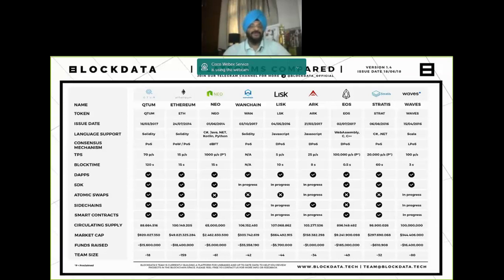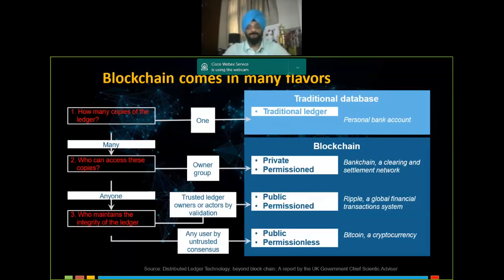Each one of them has its own advantages and disadvantages. Based on the degree of difficulty, they have their valuation in the market. They're all public blockchains, so I'm not talking about the private blockchains. Public blockchains are the ones which are available openly for people to mine.